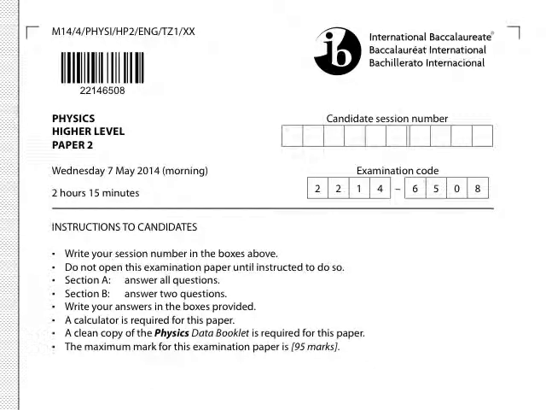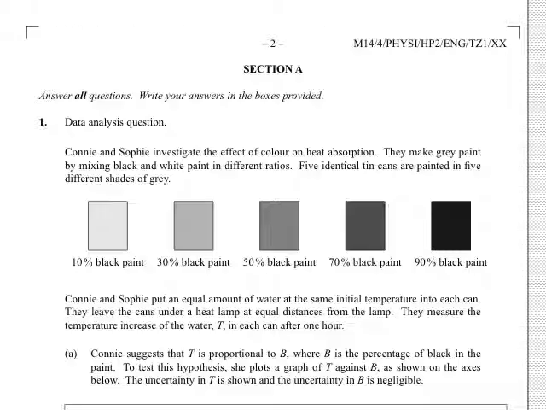Okay, and welcome to the mock paper for higher level, which is actually May 2014, so actually sitting last year's paper. So here we have our first data analysis question. It's important that you realise that a data analysis question is just that. You don't have to be familiar with the physics behind the question, although it does help if you understand what's going on.